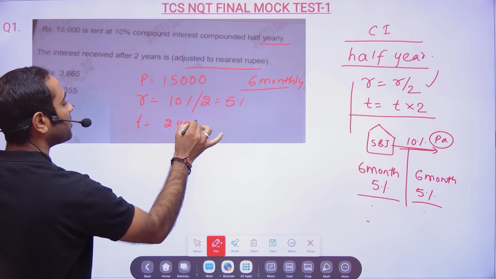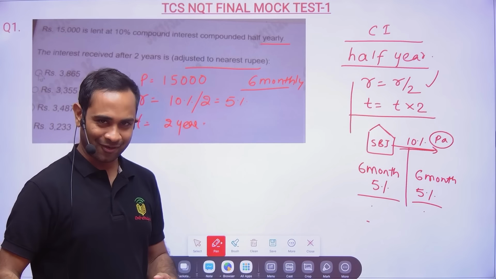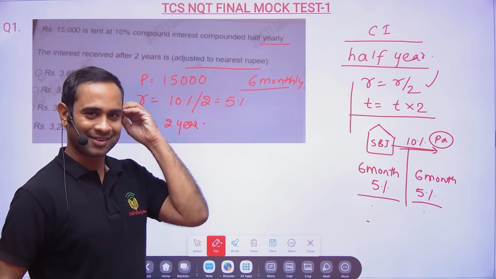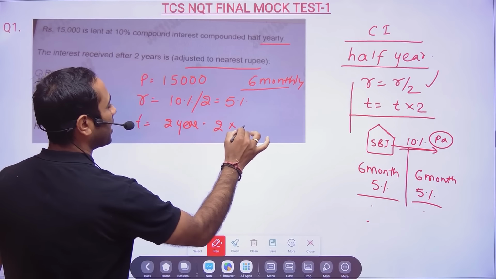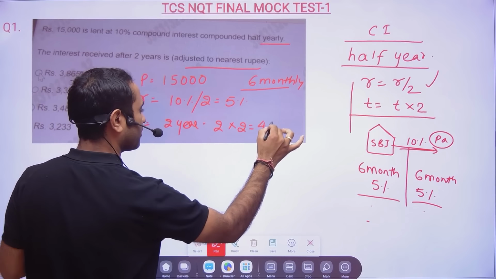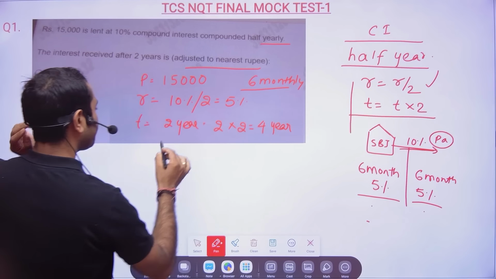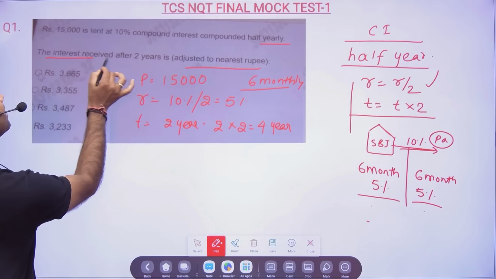Sir, 6 months means what? Every 6 months you will go. 2 years means 24 months. That means, sir, you will be going how many times? 4 times. So multiplied by 2. So 2 into 2 is 4 years. Okay? 4 years. Now, they are asking the interest received.